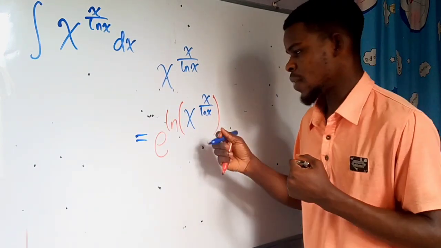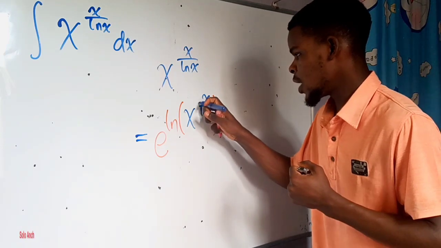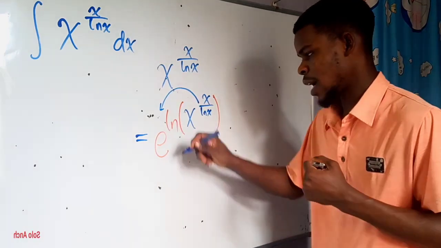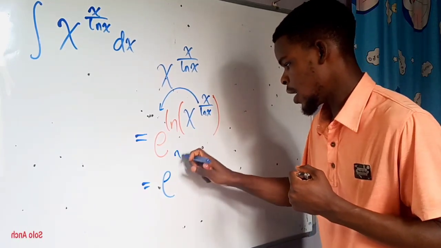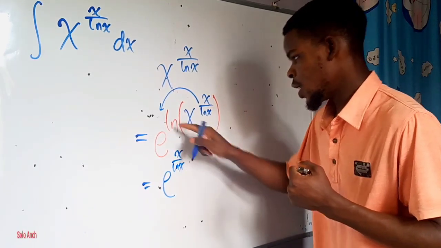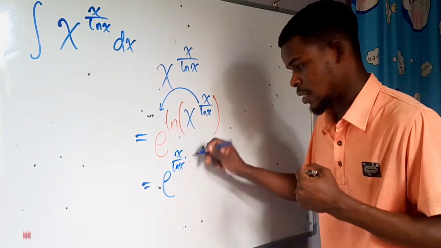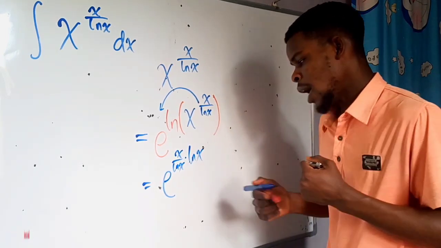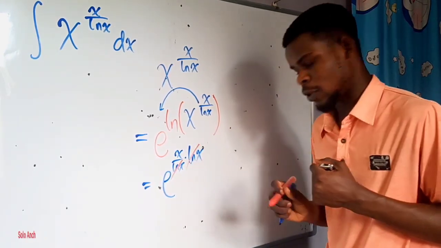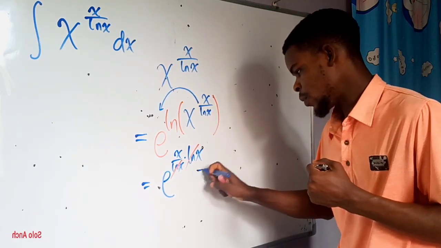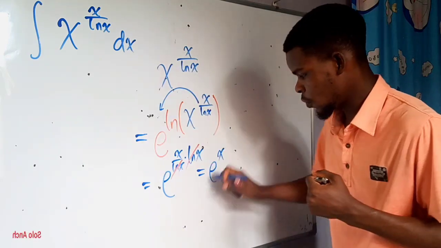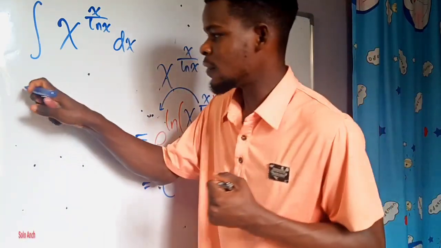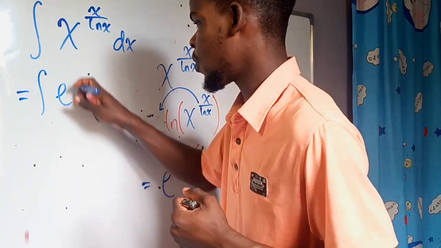Good. So from here we can make use of the logarithmic property, which tells us that we can put this power out front and multiply with the logarithm. We're going to have e raised to the power of x divided by the ln of x, then we multiply it by ln of x, right? And when we do that, we see this and that will cancel out because they are just the same. And that means we're going to have e raised to the power of x. So this function reduces to e raised to the power of x.